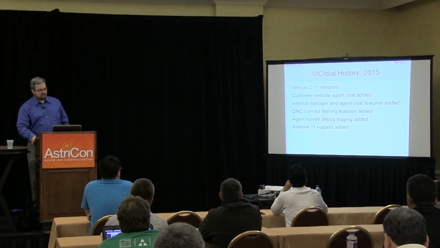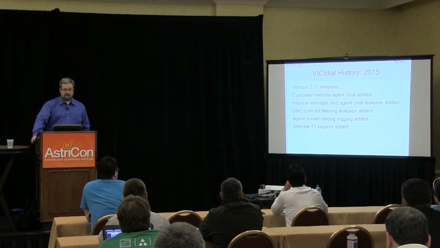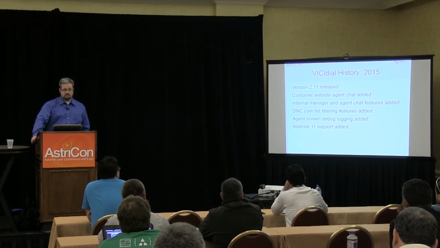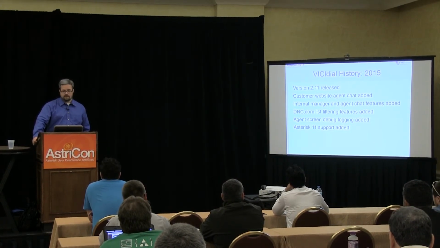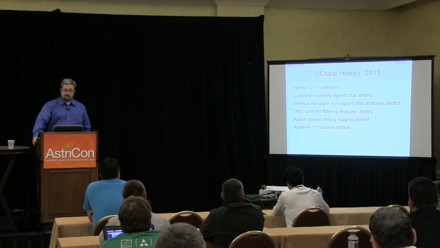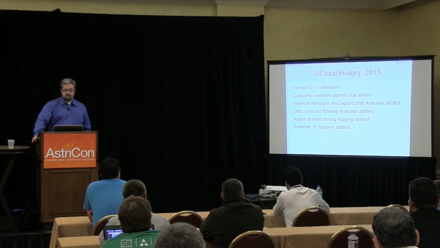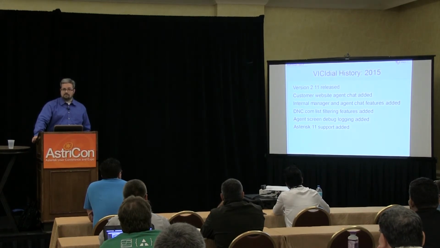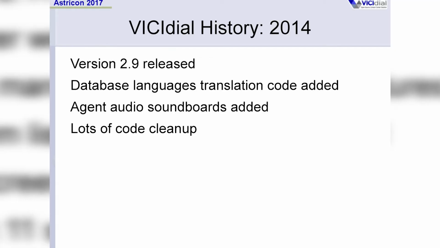The next year, 2015, we released 2.11. We added customer website chat. There's a screenshot of it later. It allows you to have customers on a website chat with agents in their agent screen. We added manager to agent and agent to agent chat functionality. We added additional list filtering with DNC.com's filtering features. They've got a lot of them. We added agent screen debug logging. This has proven to be invaluable for clients that have weird issues, sometimes network issues. And we added Asterisk 11 support in 2015.